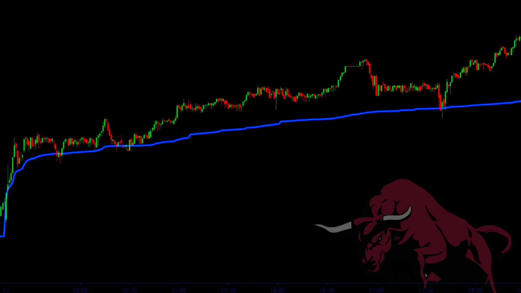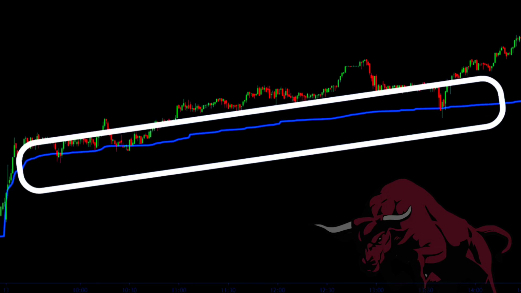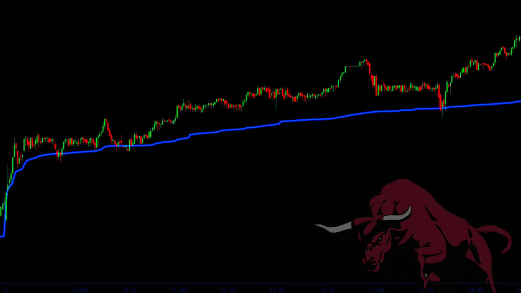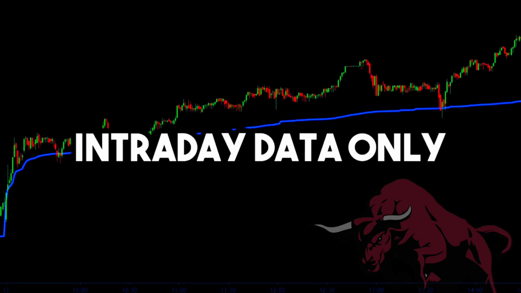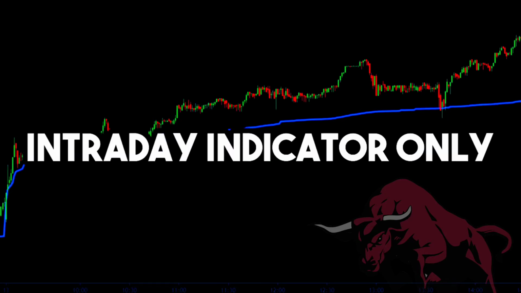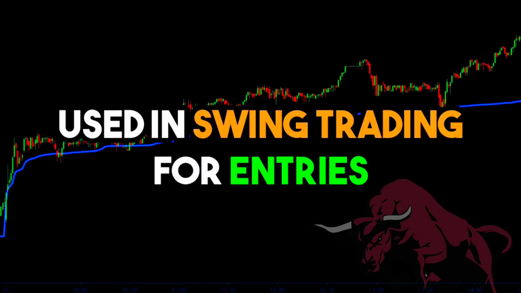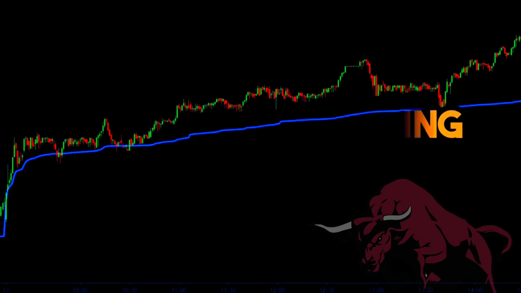The VWAP is calculated using the open of the price. Then it gets calculated in real time until the last candle of the day. The calculation uses intraday data only. Hence, VWAP is an intraday indicator only. But it can also be used in swing trading for entries.